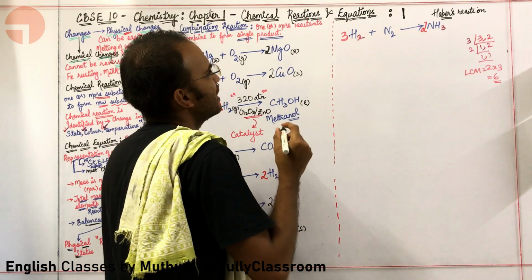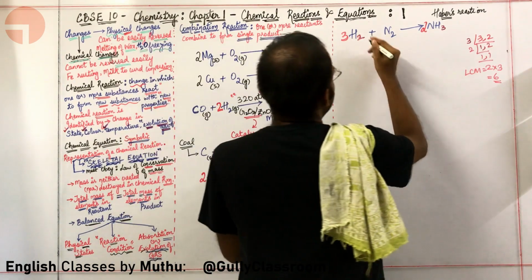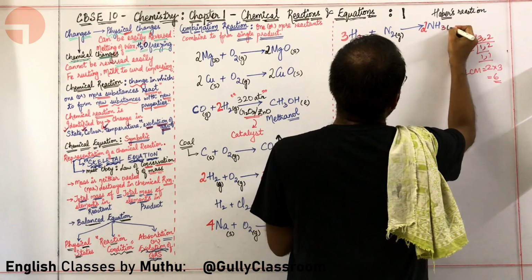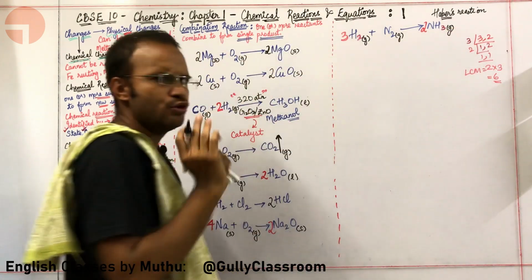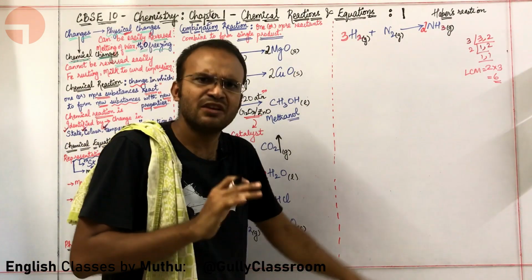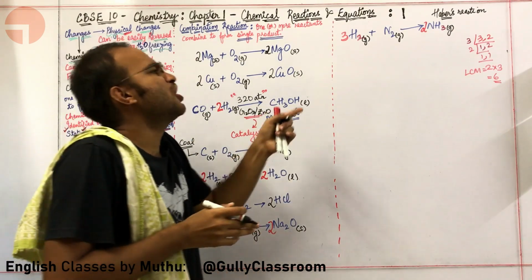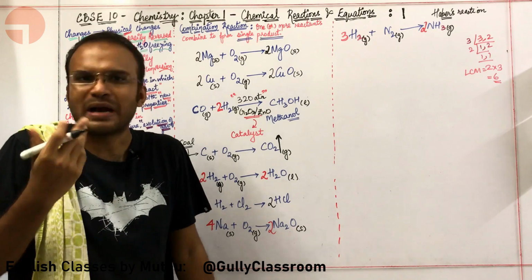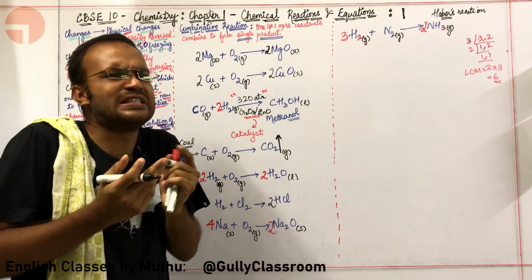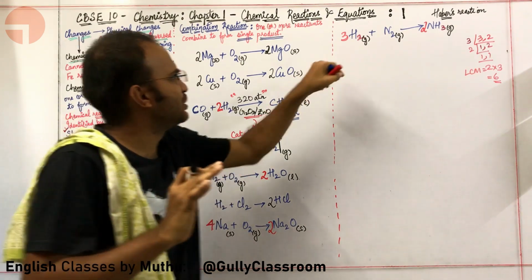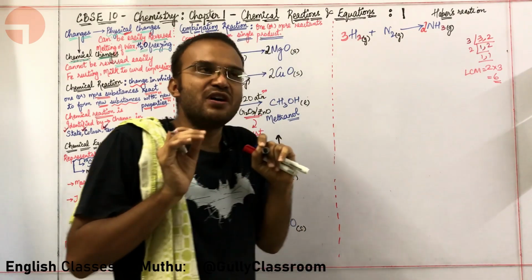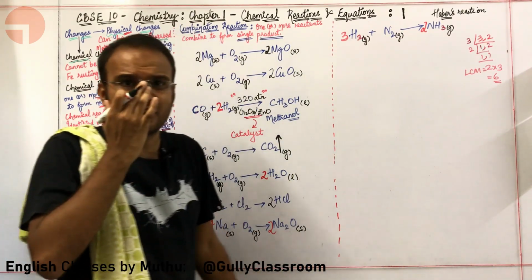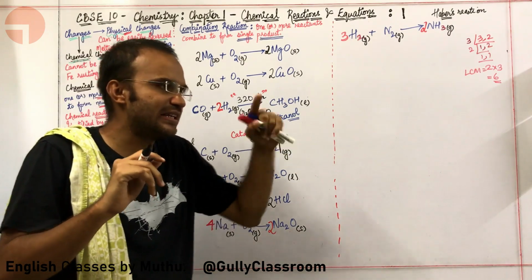Okay, sir. What is the physical state of all this? Hydrogen is a gas, nitrogen is a gas, ammonia is a gas. You need to definitely balance each and every equation, but you need not always write the physical states. That is not actually mandatory. Wherever it is required, it is enough that you write the physical states.